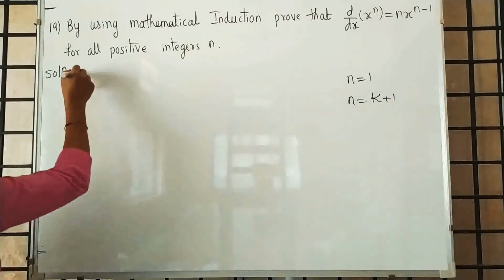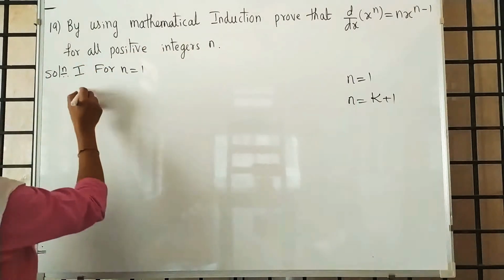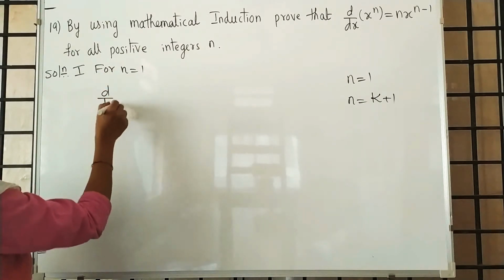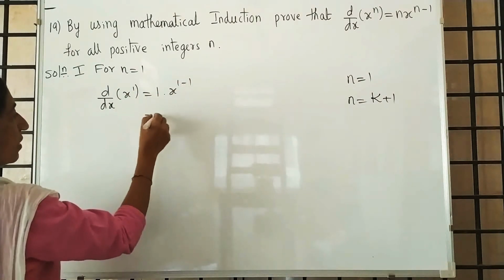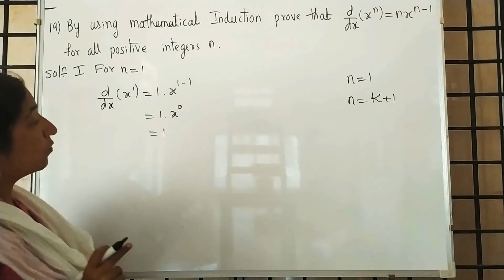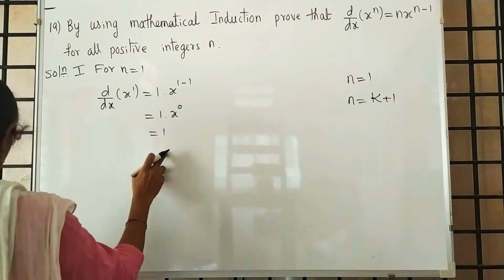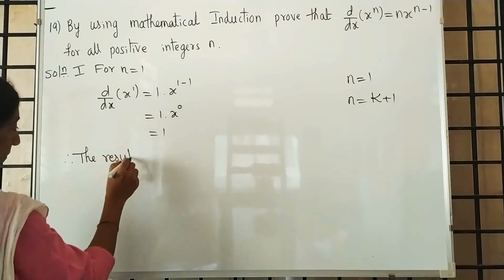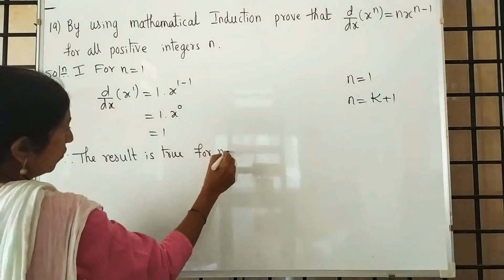That's why I am writing 3 steps here. First one, the main step for n is equal to 1. See what is left side, write down. N is equal to 1 is differentiation of x raised to 1 is equal to 1 into x raised to 1 minus 1. That is x to the power 0. That is 1. Anything raised to 0 is 1. That means differentiation of x with respect to x is 1. Already we are familiar. Therefore, the result is true for n is equal to 1.